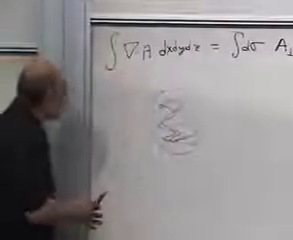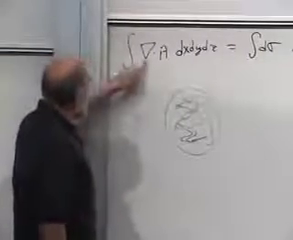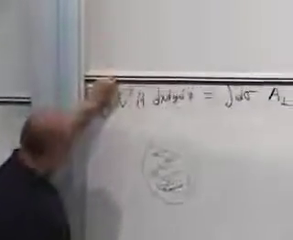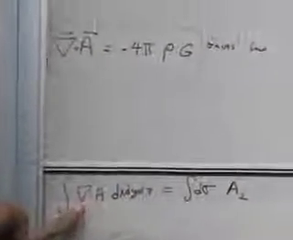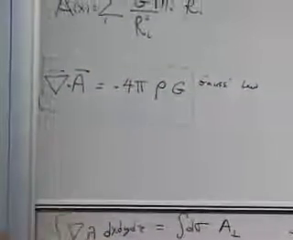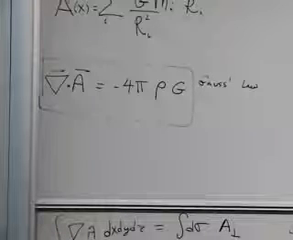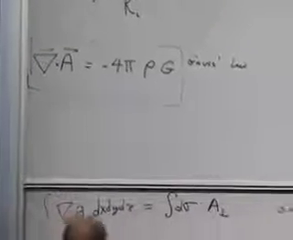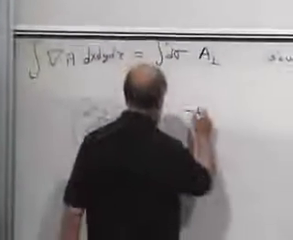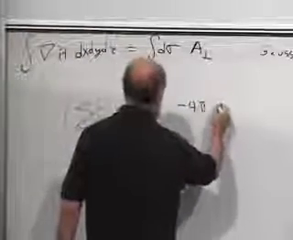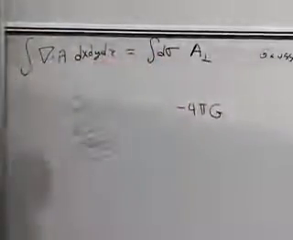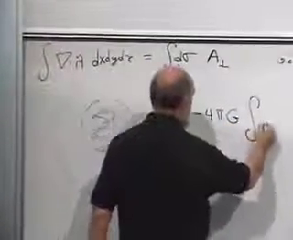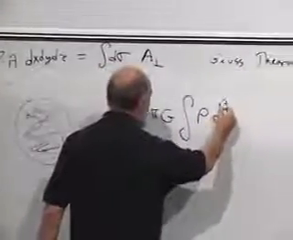Now let's see what this says. First of all, we integrate up del dot A. But what is del dot A? From Gauss's law, not from Gauss's theorem, but from Gauss's law, we know that del dot A is minus 4 pi times the mass density times g. So let's work that out. We're going to get minus 4 pi, we're going to get g, and then we're going to get the integral of the mass density over the interior of the sphere.